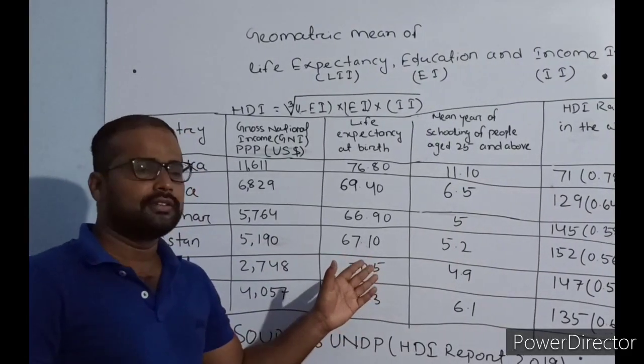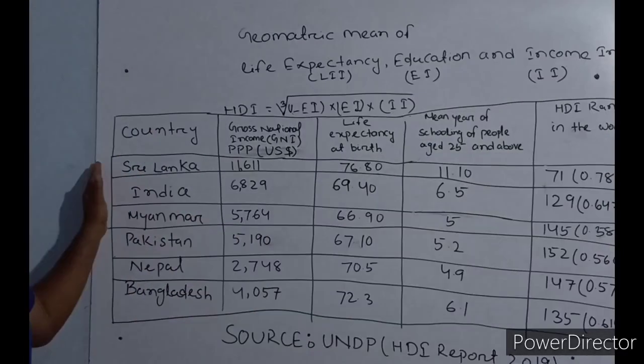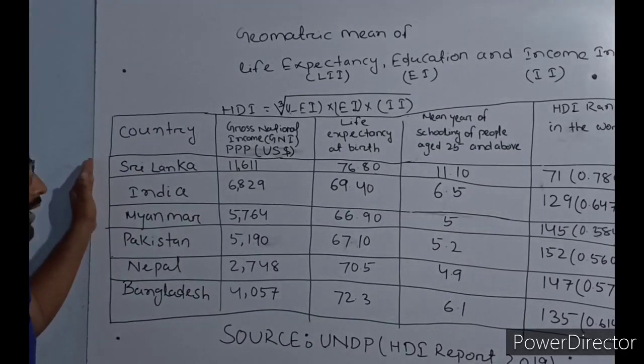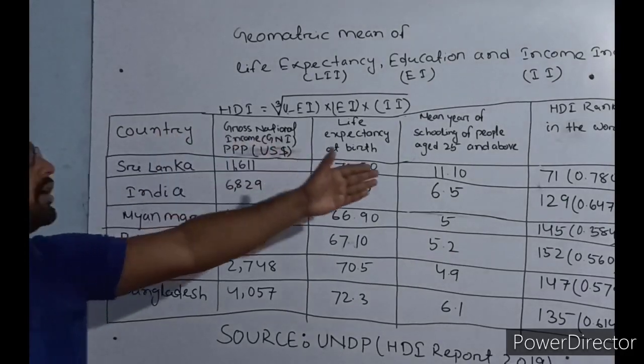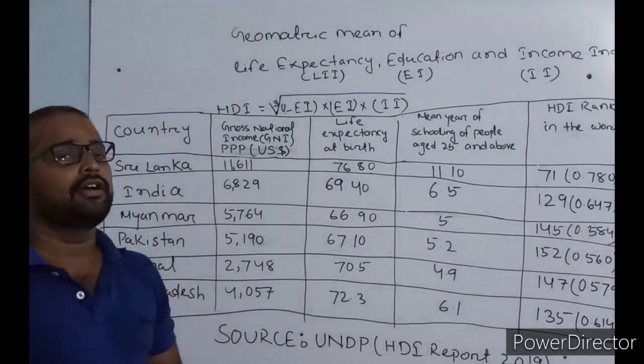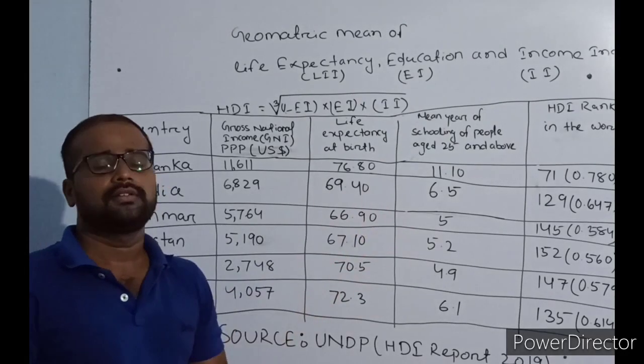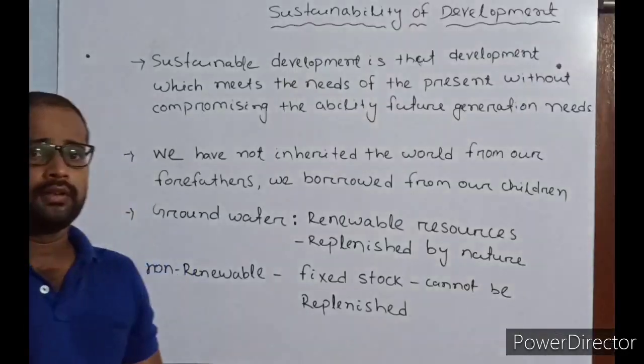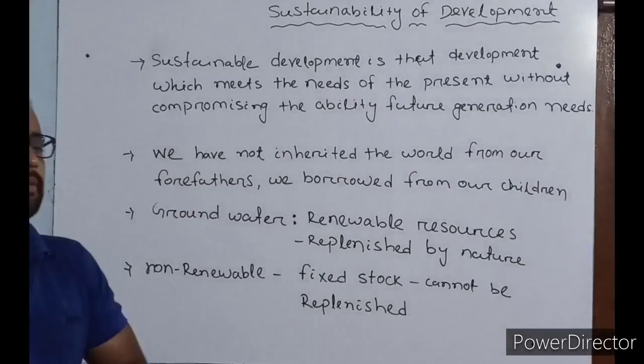Here it is clear from the data of the South Asian countries that Sri Lanka is the most developed country, which comes under the 71 rank. After Sri Lanka, India comes under 129 in the rank.